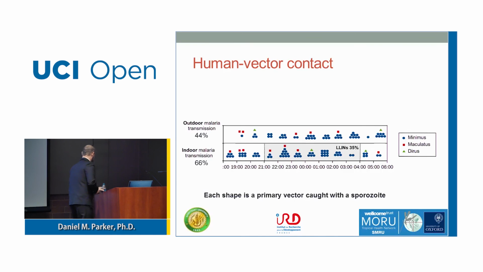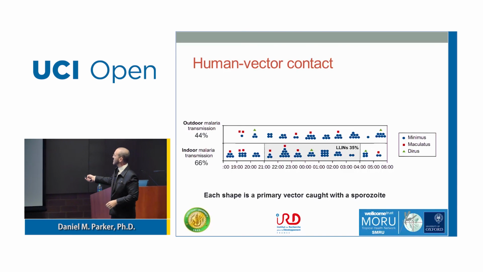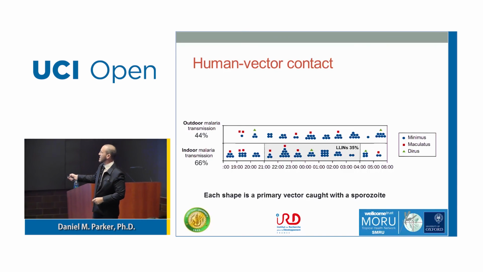And the first results we got from this, I'll try to take my time to explain this. On the right-hand side, you can see that there's a key for the species. These are the 3 major complexes. So minimus is a blue circle, maculatus is a red square, dirus is the green triangle. And if I'm showing it here, that means that it was caught outside of the house. If I'm showing it here, that means it was caught inside of a house.